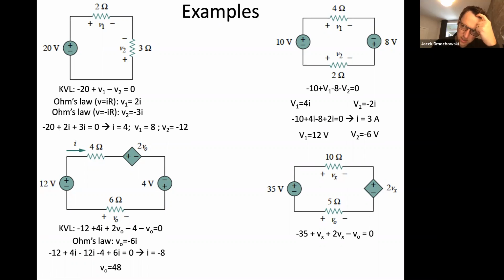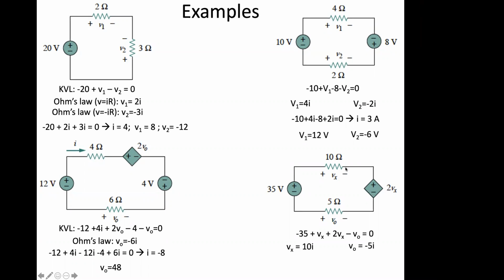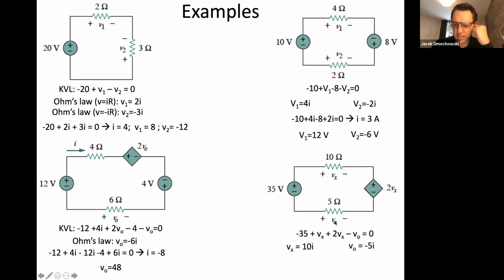So one thing we can do is that the current through this loop is constant and we just call it I. And so Vx has to equal 10 times I and V naught has to equal negative 5 times I. Right? Because this is a series circuit, everything is in series. We can write that Vx is 10i and V naught is negative 5i.